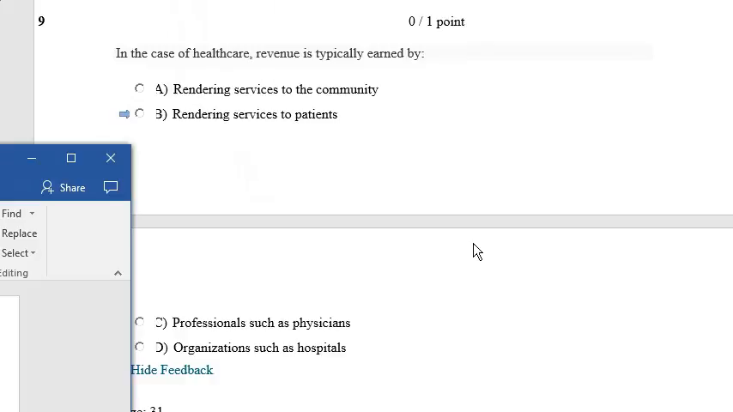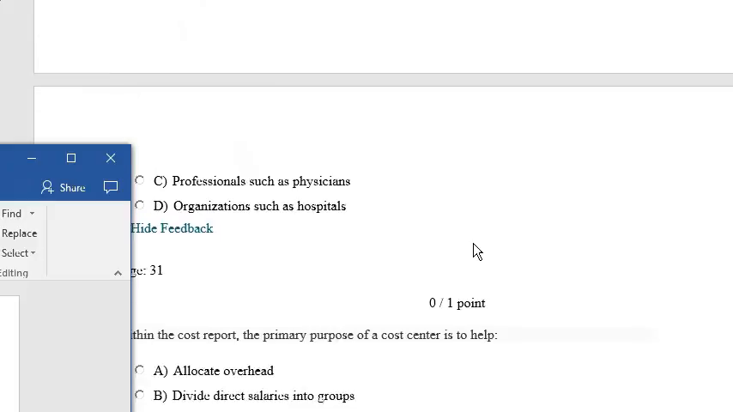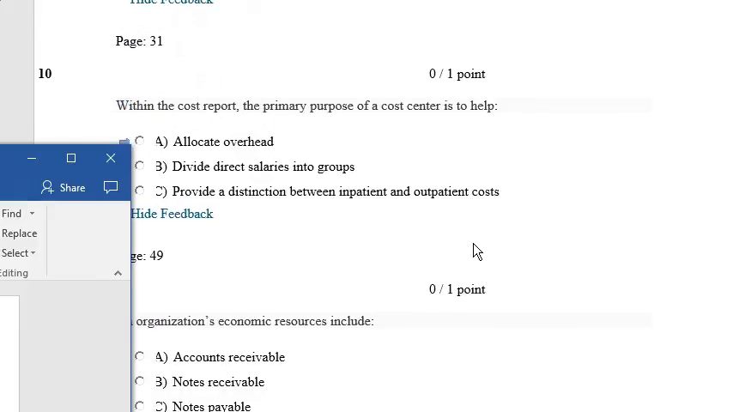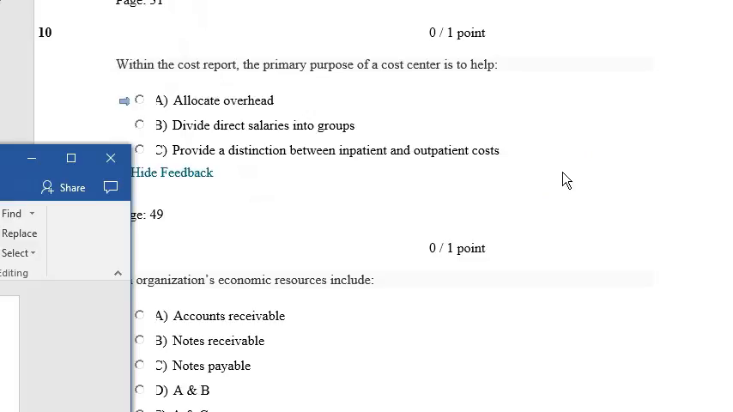Now, we're going to be talking on the next question, which is within the cost report. So when we talk about these various reports, and whoops, sorry, you can see the answer here, but within the cost report, the primary purpose of a cost center is to what? Well, they generate these cost centers so we can correctly allocate the overhead to that particular entity, which is really important. And you can see there, obviously, the answer is A.